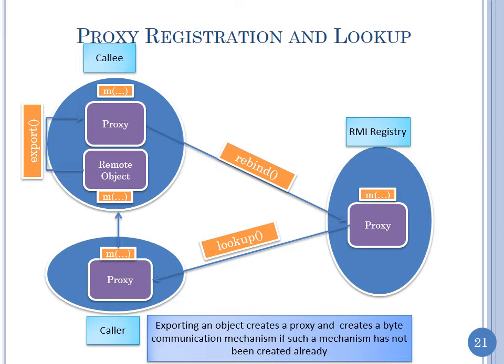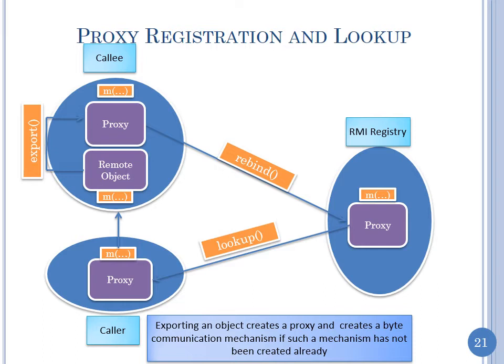And the export operation actually has two side effects. It creates a proxy. We also saw earlier that RPC can be implemented on top of data communication. So you need a data communication port to make these calls from the proxy go to the remote object. The export operation will, if such a port has not already been created, create that port. Otherwise, it'll just reuse the previous port. The export operation will take a number for the port. We'll see what that means.